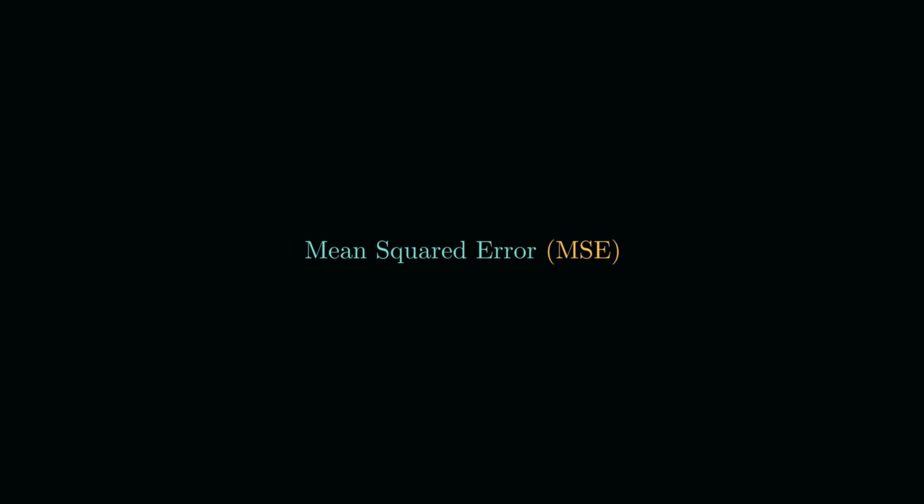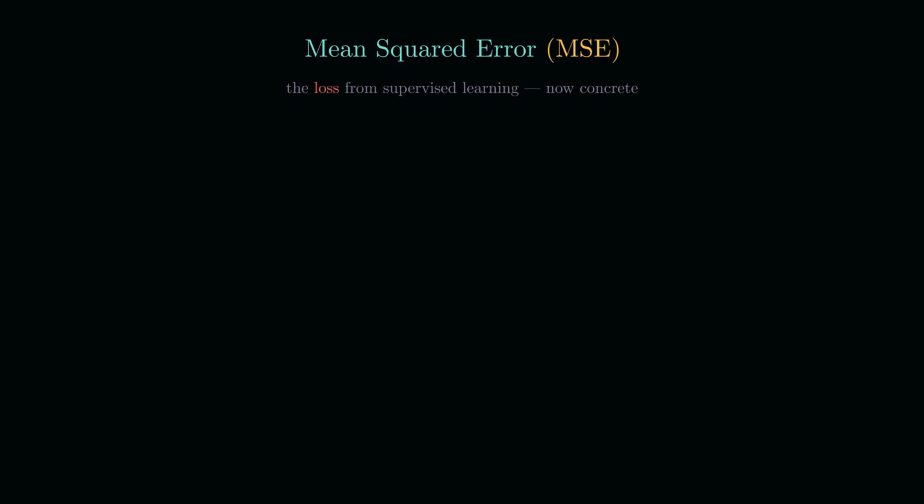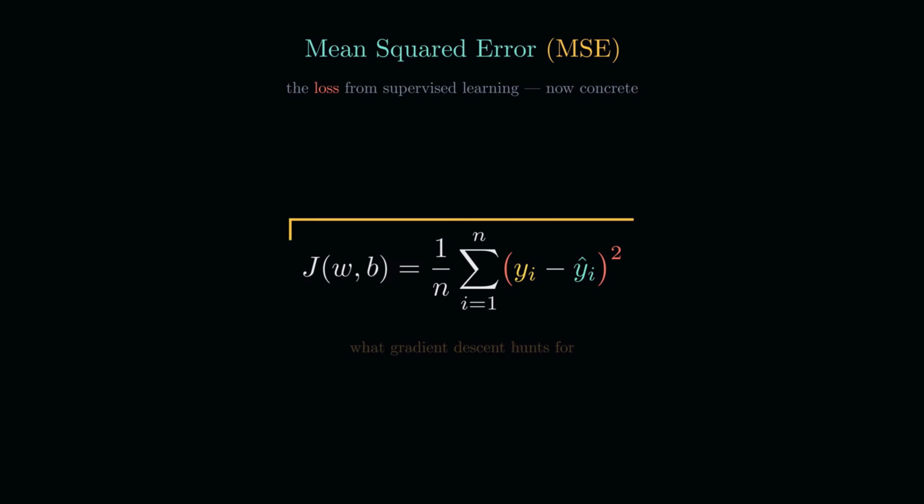Average those squared areas over all your points, and you've arrived at the most famous cost in machine learning, the mean squared error. And this is the loss from the supervised learning video. And now it's completely concrete. And let me make it a little easier for you, because once you understand it, you own it for every point. Take the true value and subtract the prediction. Then square the gap, add them all up, and divide by how many points there are. The whole sentence is one formula, and it's the number gradient descent is about to go hunting for.